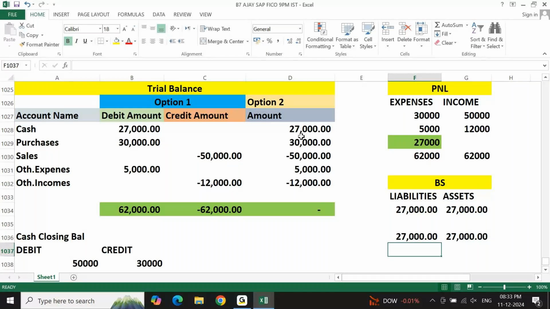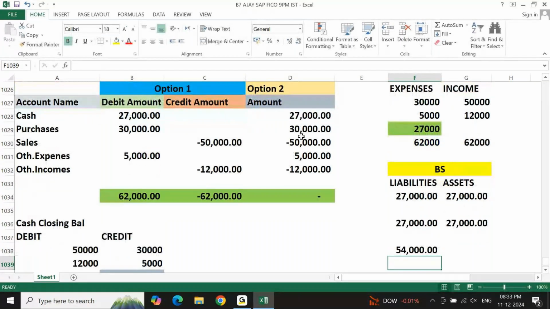If I do not take the positive or negative sign here, if I simply put 27,000 in this example, this is matching 27, 27, but you have something called the accounting equation. Asset and liability total must be 0, right? If I take liability plus asset, is this becoming 0? No, this is not becoming 0. Same thing, if I put a minus sign here, is it becoming 0 now?